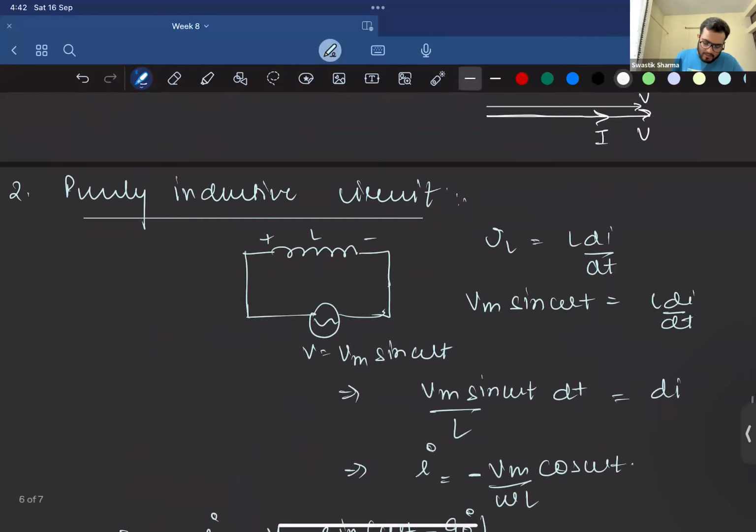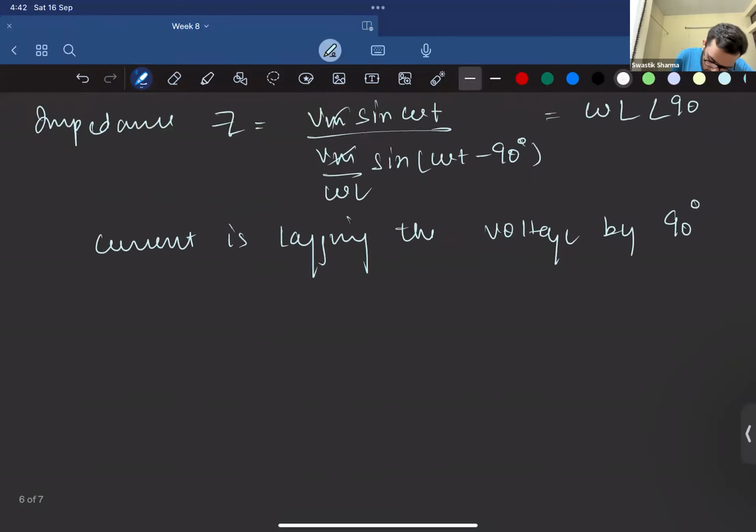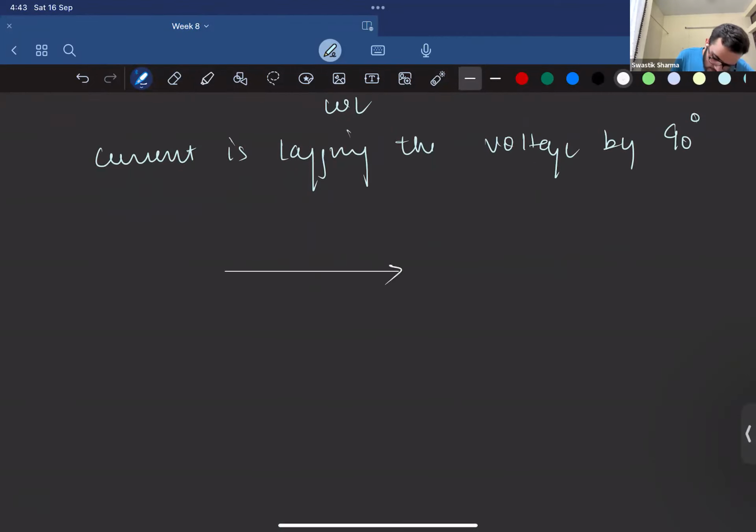So in a purely inductive circuit, I said current is lagging the voltage by 90 degrees. That means if our current is taken as reference, the voltage is leading it, right?